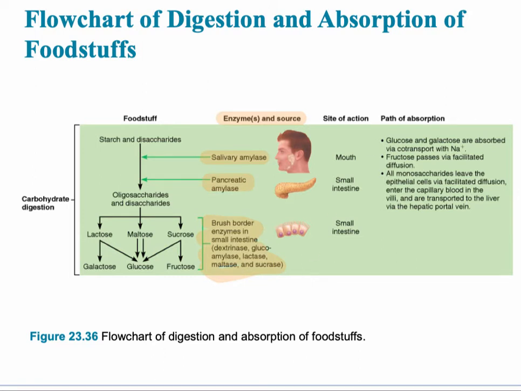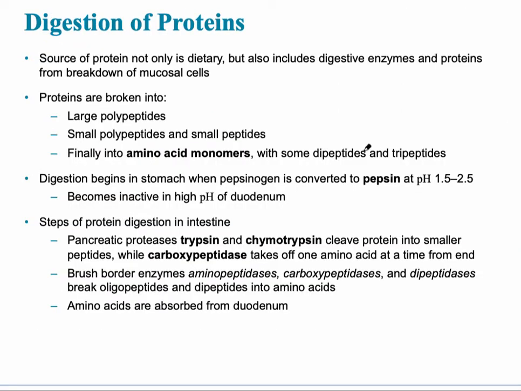So proteins are first broken down in the stomach, and just like carbohydrates, they begin as large polymers. In this case, they're called polypeptides. They need to be broken down into their building blocks, which are called the amino acid monomers. So this digestion begins in the stomach, where pepsinogen is converted to pepsin, and there's a very acidic pH, which helps to break down those large polymers, those polypeptides.